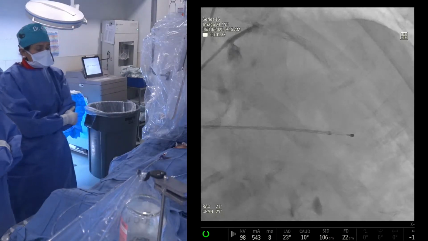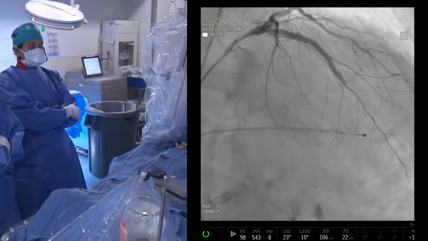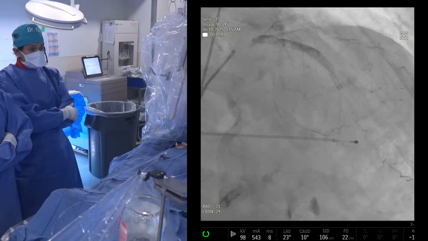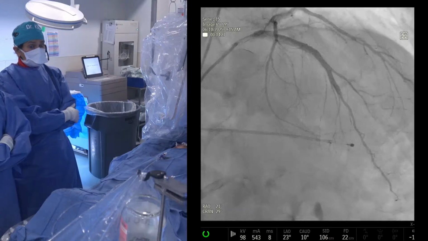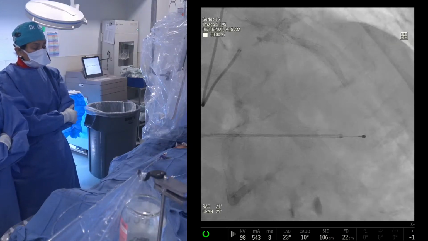My question is, he's a robust patient, despite being 84, that if he comes back with restenosis, we will have issues with coronary reaccess.